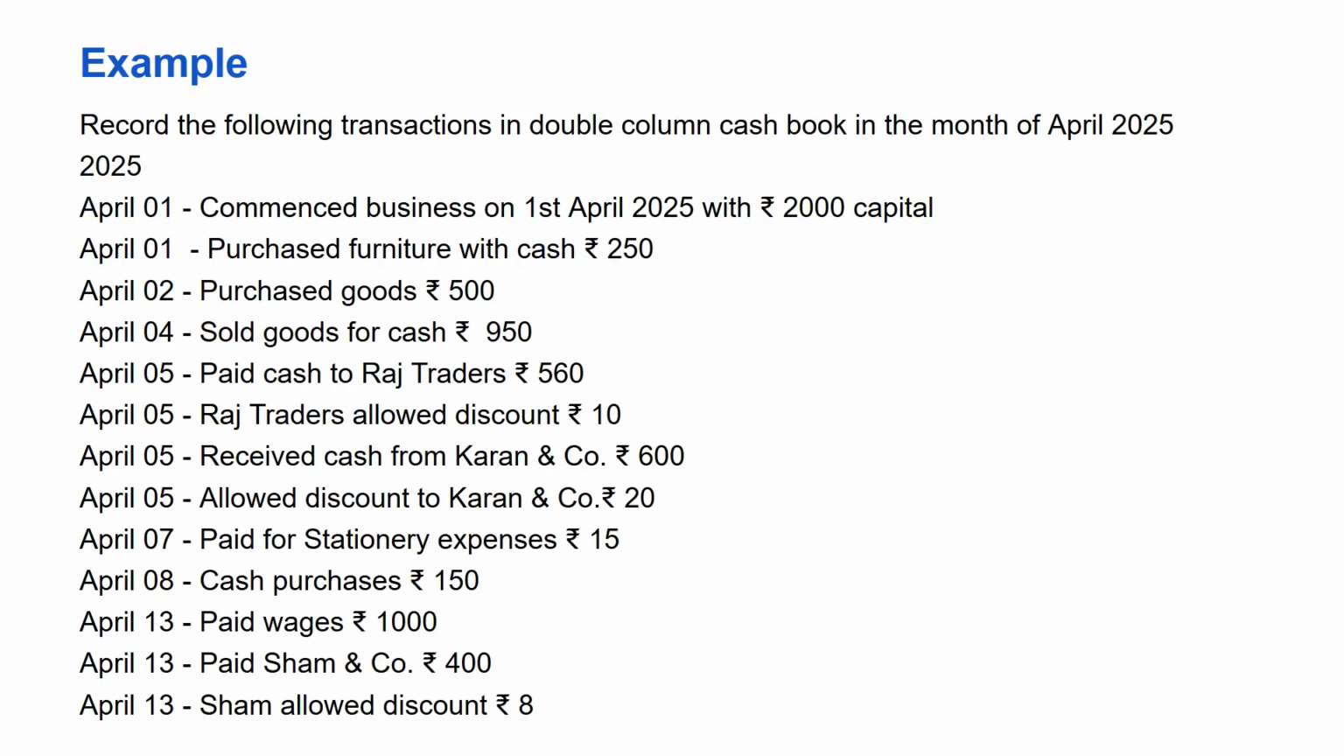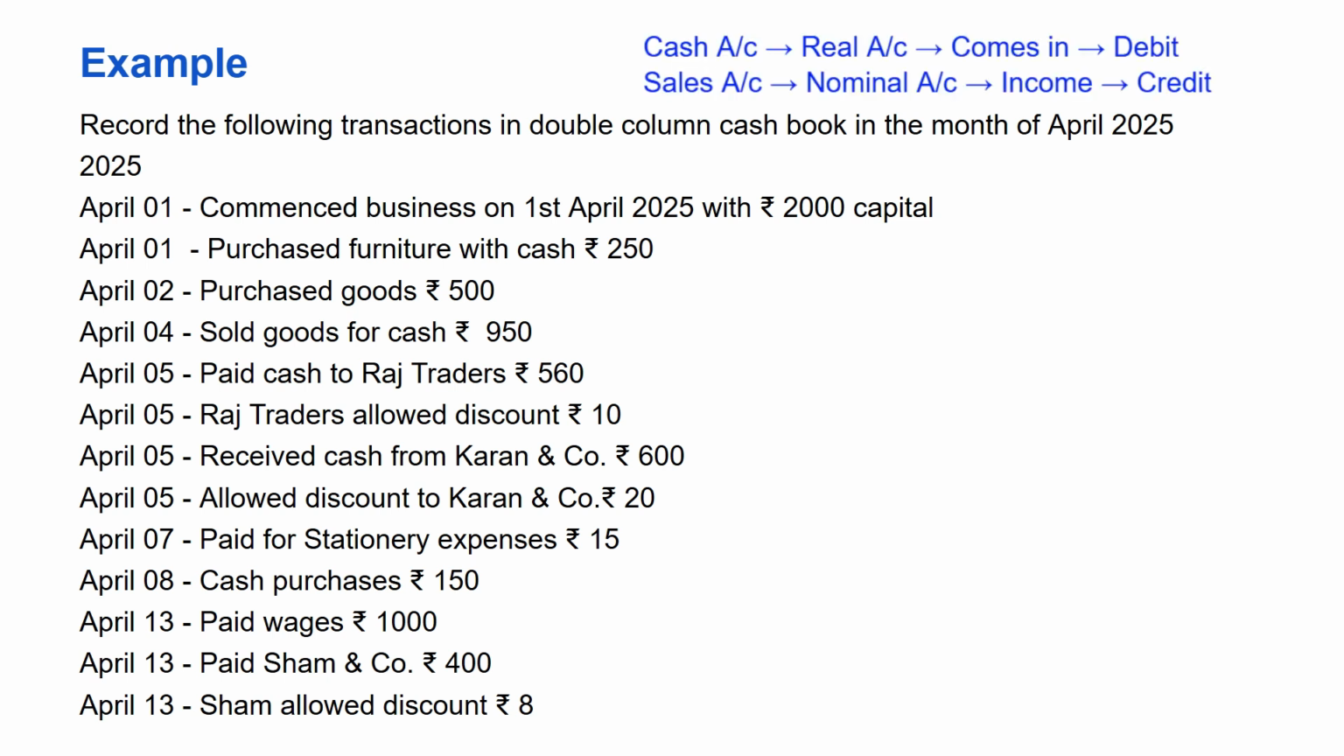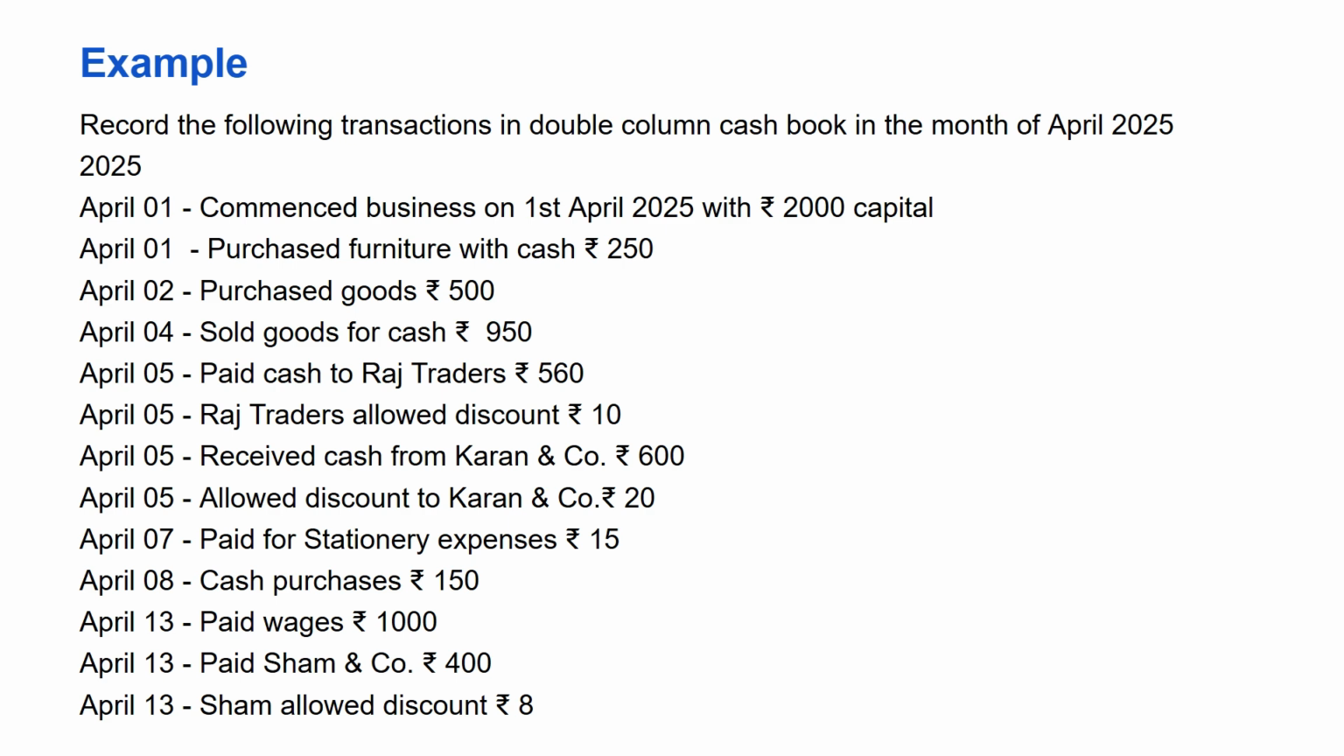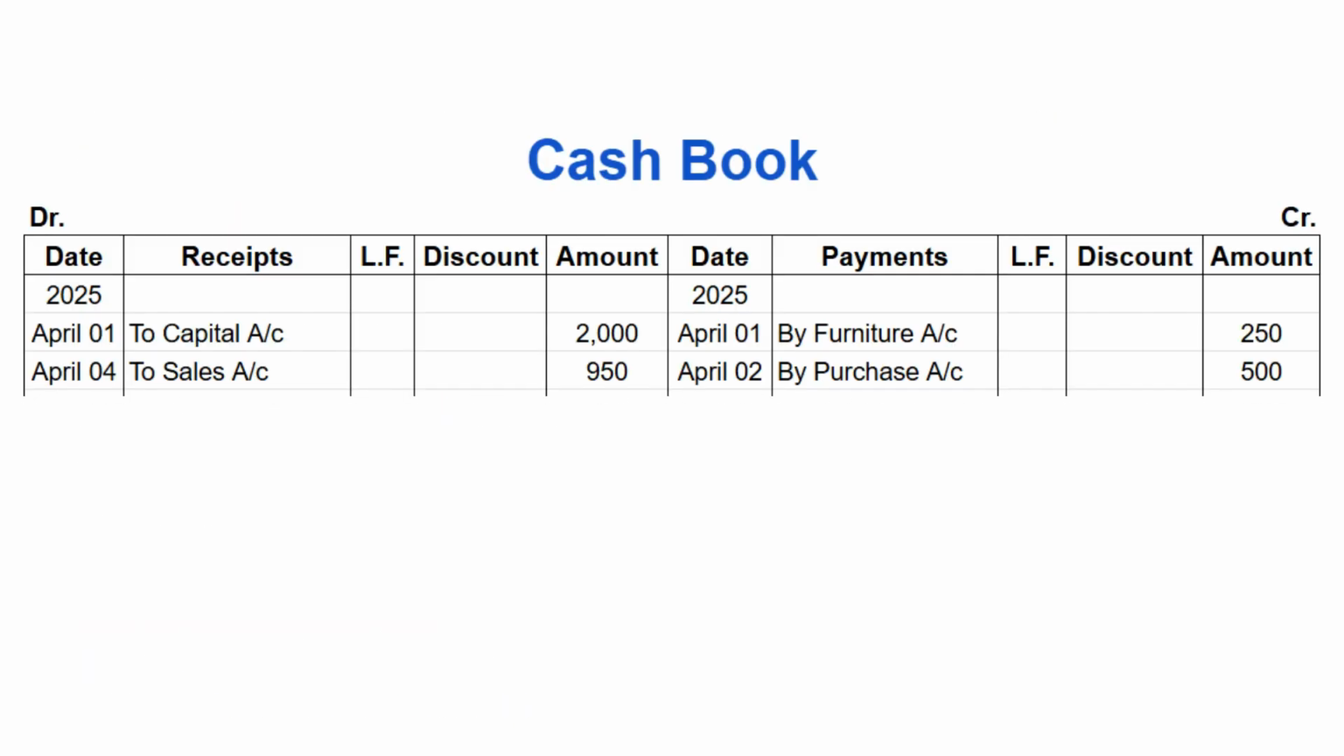April 4, sold goods for cash rupees 950. Here the two accounts affected are cash account and sales account. Cash account is real account and cash comes in the business, so it is debited. And sales account is nominal account and sales is an income, so it is credited. Let's see how we'll record it. Debit side, April 4 to sales account 950. After sales, cash comes in the business, so it is recorded on the receipt side to sales 950.